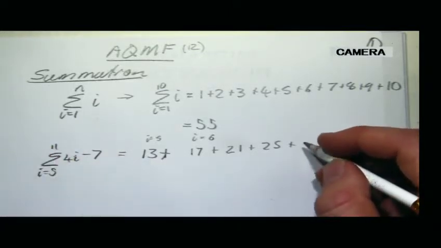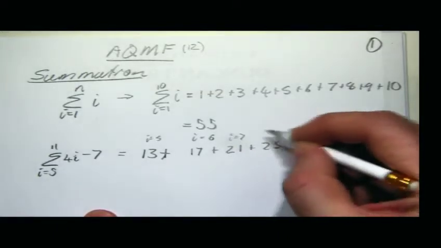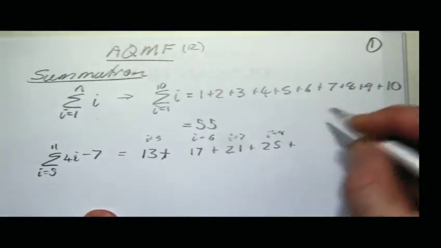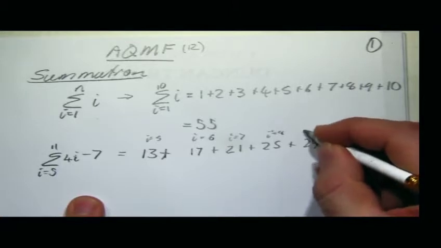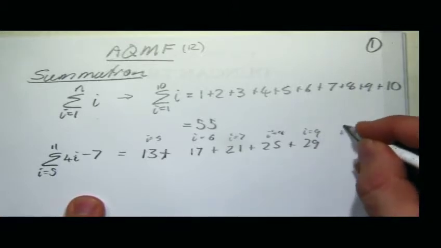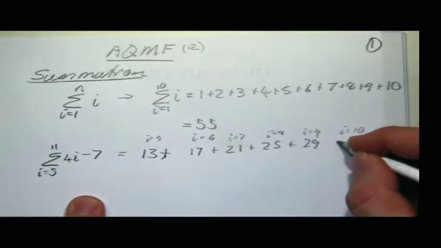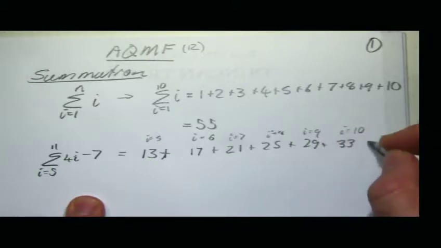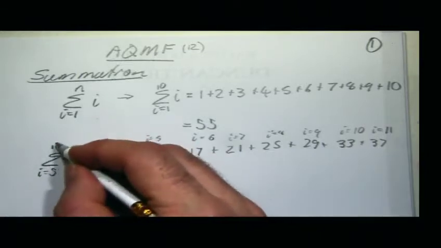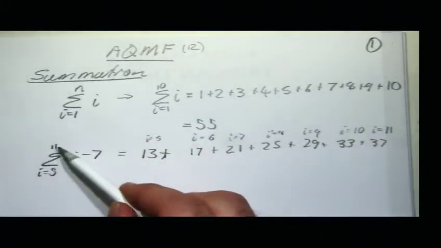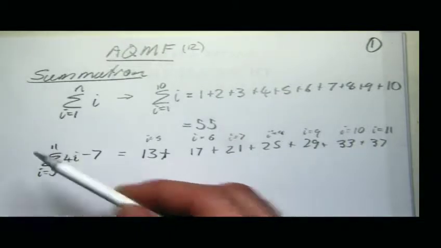So how many should I have? So i is equal to 7, i is equal to 8, 29, that's i is equal to 9, i is equal to 10, should be 33 plus 37, that's i is equal to 11. And we stop when we get to this number, when i reaches 11. So we include i is equal to 11, but we stop there.